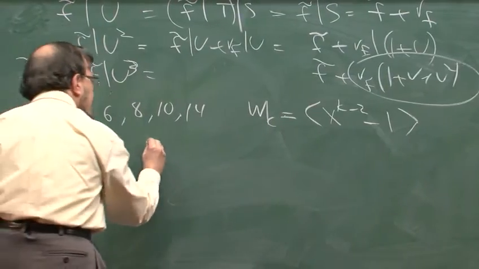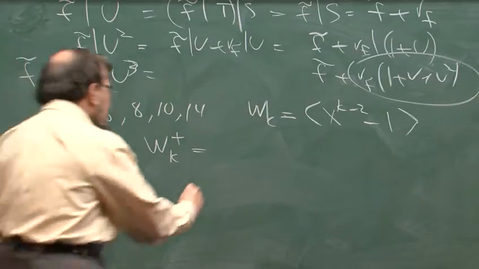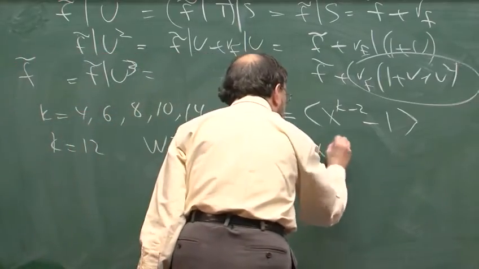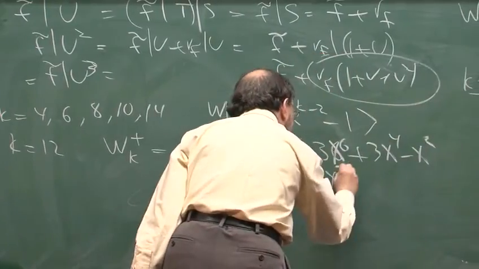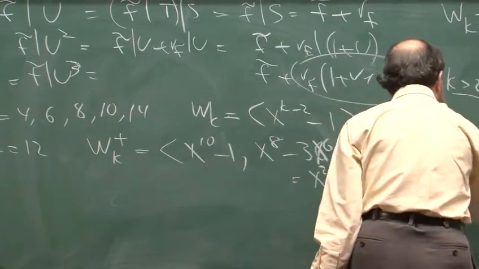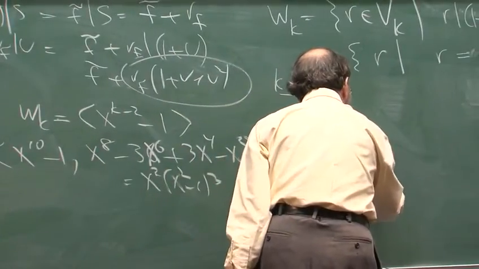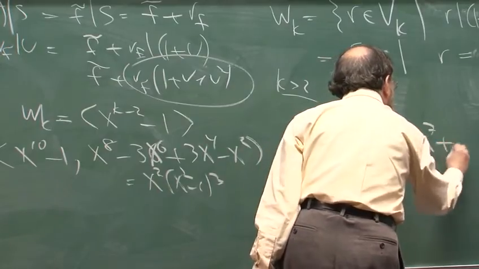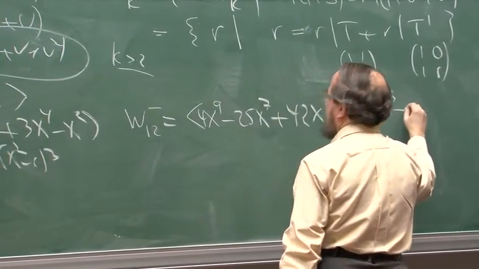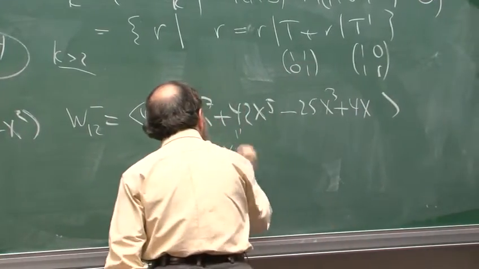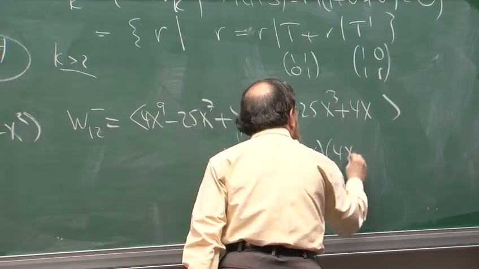But for k equals 12, if I write the odd part and the even part, so you can split the polynomials into even and odd, and each part is still in W_k, then here you still have x to the 10th minus 1, but you have a second one, x to the 8th minus 3x to the 6th plus 3x to the 4th minus x squared, which of course factors as x squared times x squared minus 1 cubed. And W_12 minus is one-dimensional. It's 4x to the 9th minus 25x to the 7th plus 42x to the 5th minus 25x cubed plus 4x, which again factors as x times x squared minus 1 cubed times x squared minus 4. I know that x squared minus 1, x squared minus 4 also factor, but I'm not going to bother.